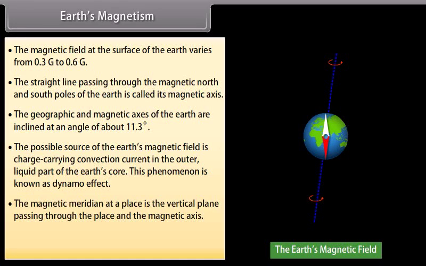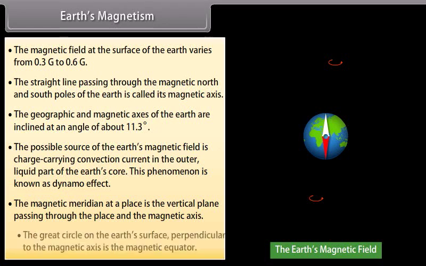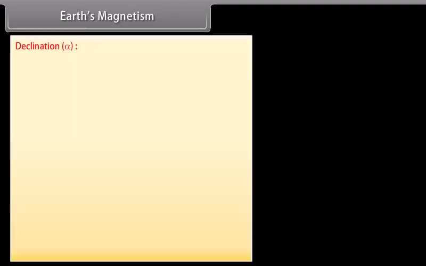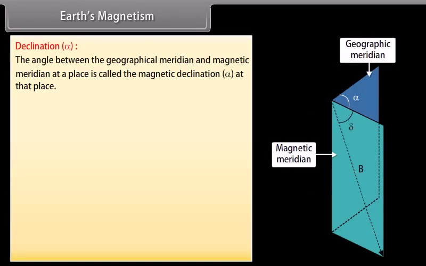The magnetic meridian at a place is the vertical plane passing through the place and the magnetic axis. The great circle on the Earth's surface perpendicular to the magnetic axis is the magnetic equator. Declination alpha. The angle between the geographical meridian and magnetic meridian at a place is called the magnetic declination at that place.